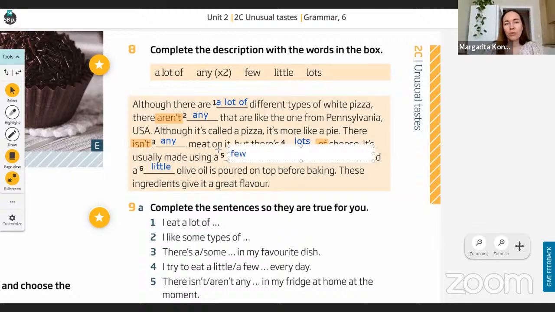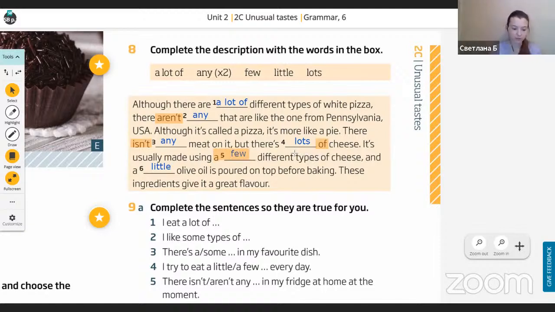Yes, and we also have a few, because types is countable, right? And then a little olive oil. Oil, is it countable or uncountable? Uncountable, and we use a little. Yep. So now it's all correct. Well done. Okay. We are going to practice a little more.